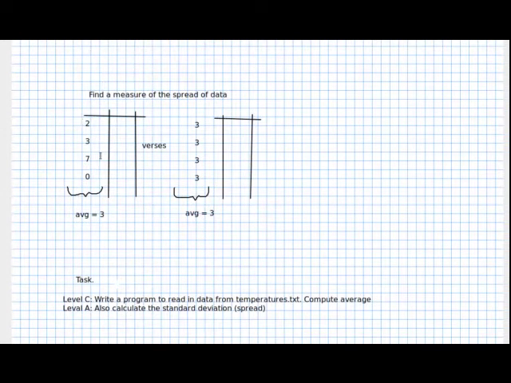One set of data is 2, 3, 7, 0. Maybe these represent the amount of hours of sun that a particular location got for 4 days. And another set of data is 3, 3, 3, 3. If you were just writing a program to get the average of these two sets of data, the average of these four numbers would be 3. 7 and 5 is 12. 12 divided by 4 is 3. The average of these four numbers is 3.